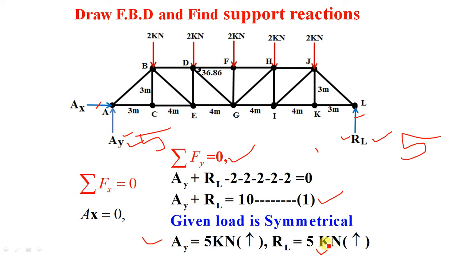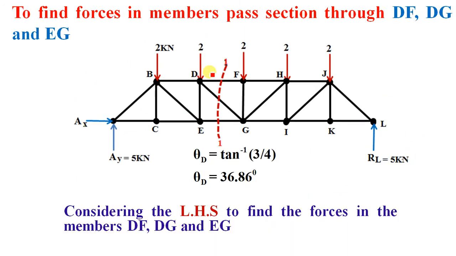Now the support reactions are known to us. Here Ax is 0. Why is Ax 0? Because there is no force in the X direction. Now the next step is to take the section in the members whose forces we have to find out.